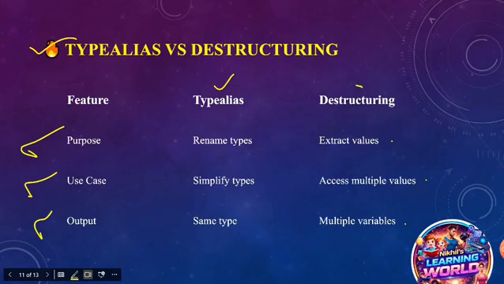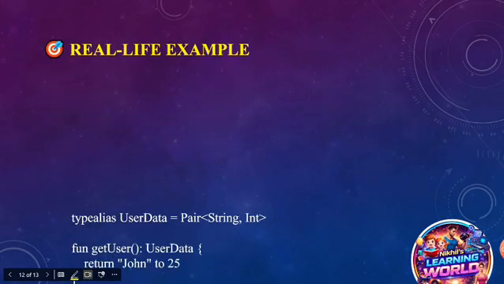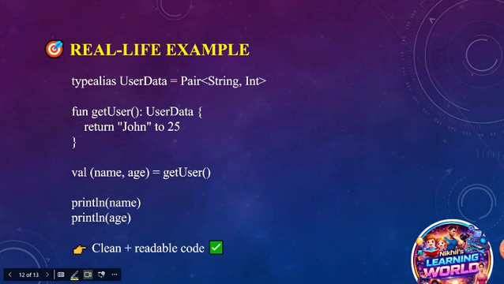A real example: typealias UserData equals Pair of String, Int. Then getUser returns UserData, returning John and 25. So this is clean and readable code. Then val name, age equals getUser(), and it will print name and age.